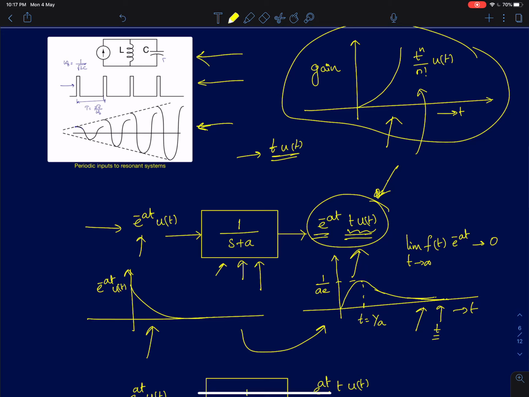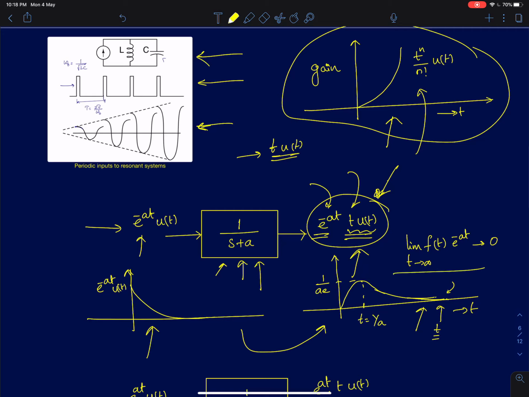What happens when I multiply 2 signals? One signal is increasing but the other is decreasing, so what will be the final value? That is determined by the rate at which the 2 signals are increasing and decreasing. Here the function is increasing linearly, but e power minus at is decreasing exponentially, which is a much faster decrease. So when you multiply it with an increasing function, the overall function will also be decreasing, because the decrease of the exponential dominates.